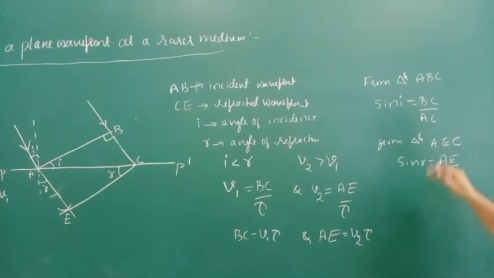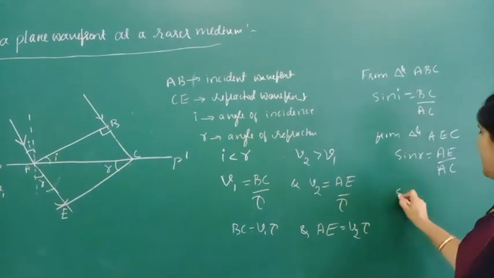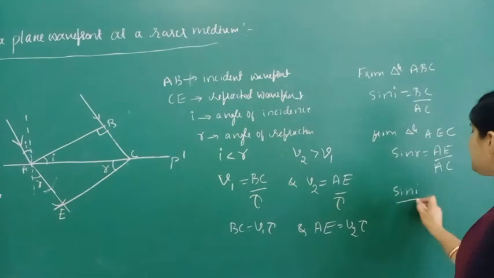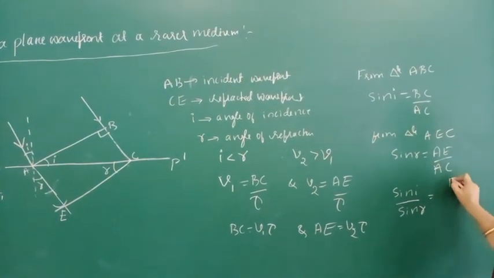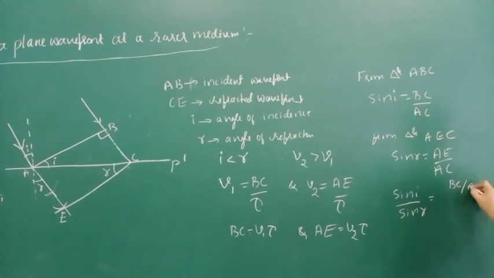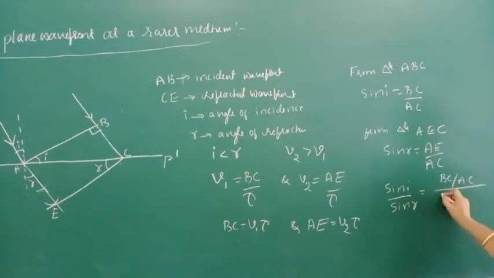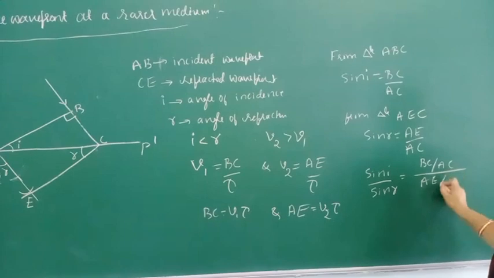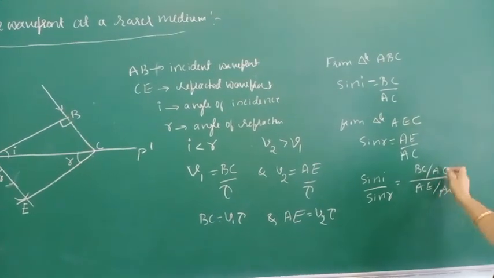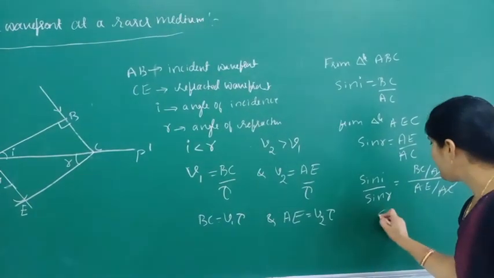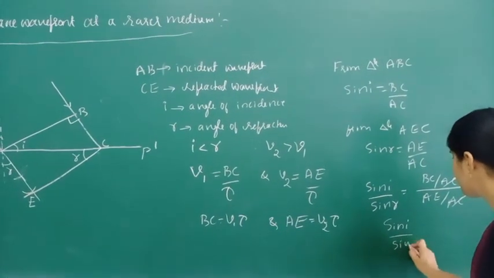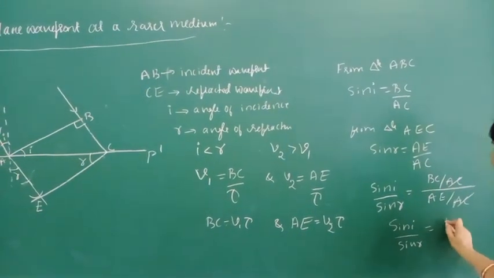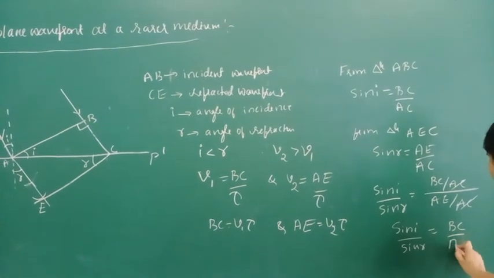So now we divide this by this. I'll get sin i by sin r is equal to BC by AC, that whole divided by AE by AC. So AC gets cancelled. Remaining is sin i by sin r is equal to BC by AE.